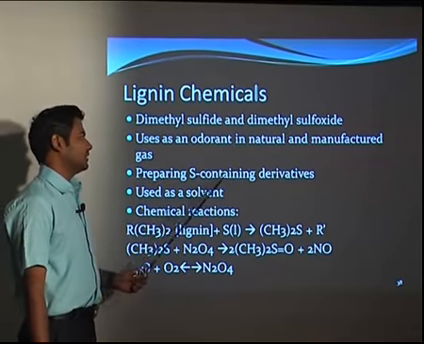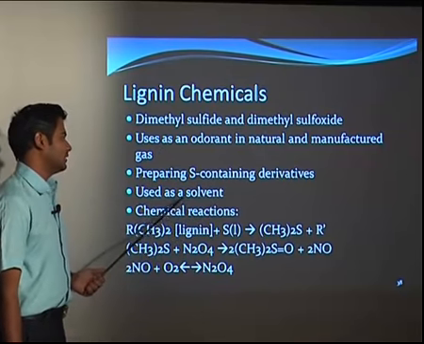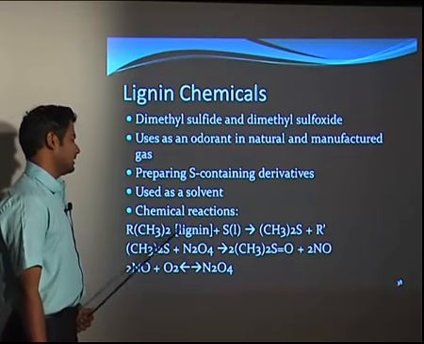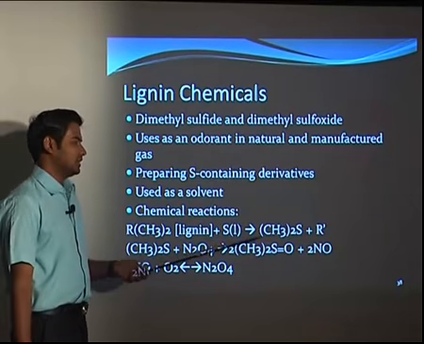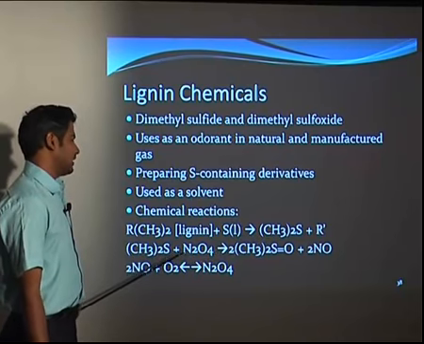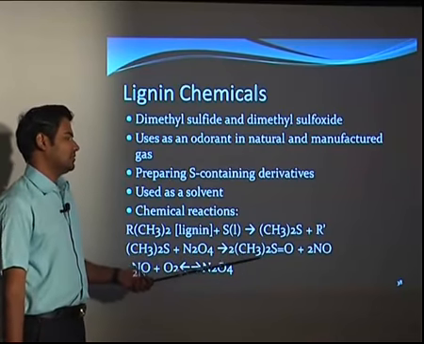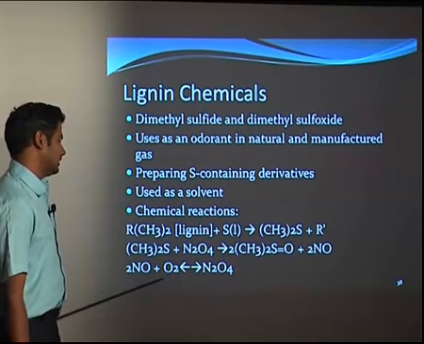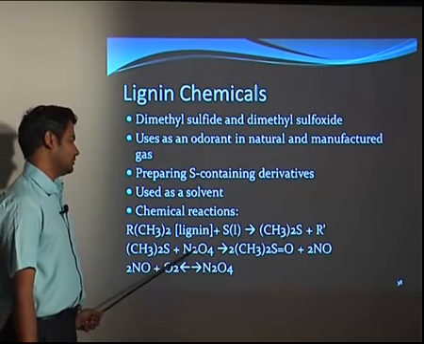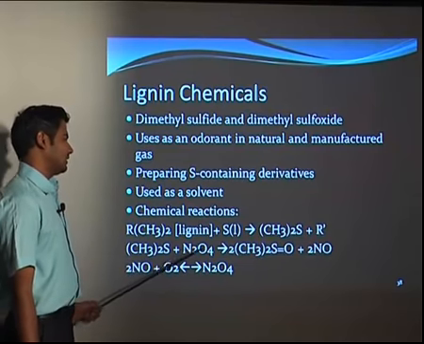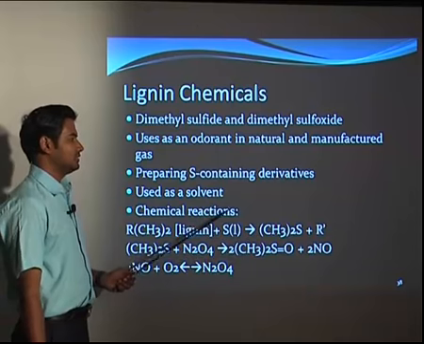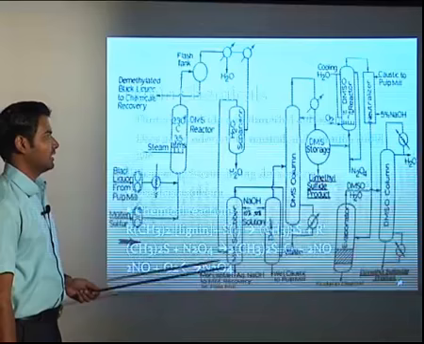Then preparing sulfur containing derivatives, it is used as a solvent. In the chemical reaction, the lignin reacts with sulfur to give dimethyl sulfide, and the dimethyl sulfide with N2O4 gives dimethyl sulfoxide. Then the NO reacting with O2 can give back N2O4, which you can use to convert the dimethyl sulfide into dimethyl sulfoxide. So this we'll see in the process flow diagram.